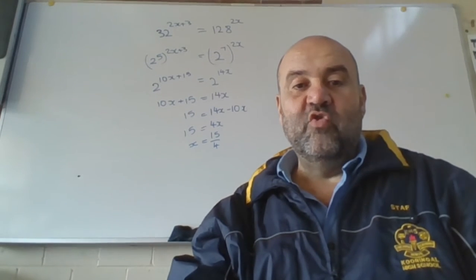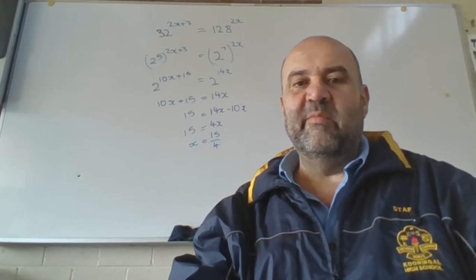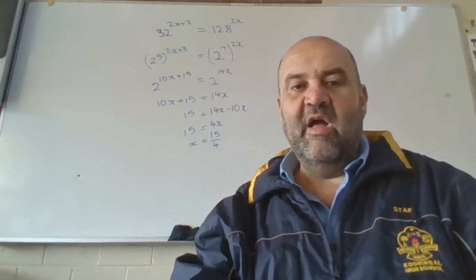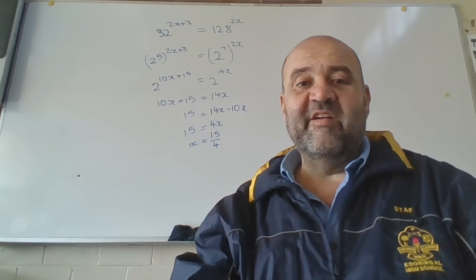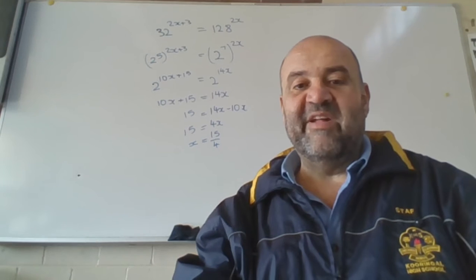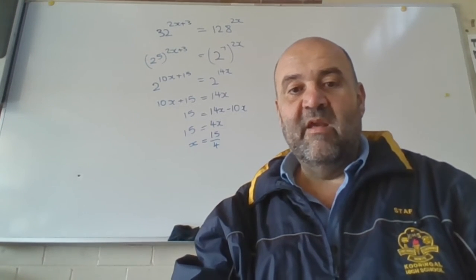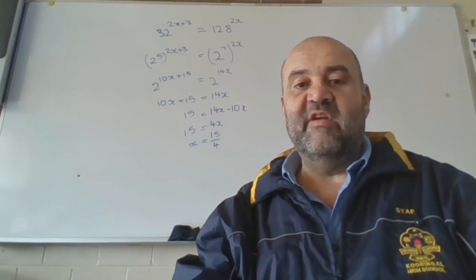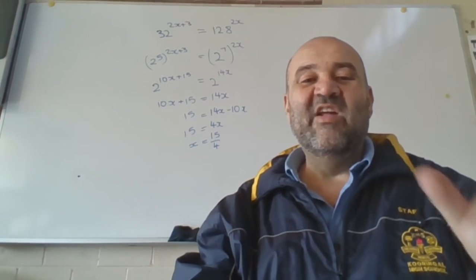So I say that 32 is 2 to the power of 5, and 128 is 2 to the power of 7. And then I use the index law that says if I've got a power of a power wrapped around brackets, I multiply them together. So 5 multiplies 2x plus 3 to give me 10x plus 15, because 5 times 2x is 10x, and 5 times 3 is 15. Then over here, I've got 7 times 2x gives me 14x. Look what I've got now.